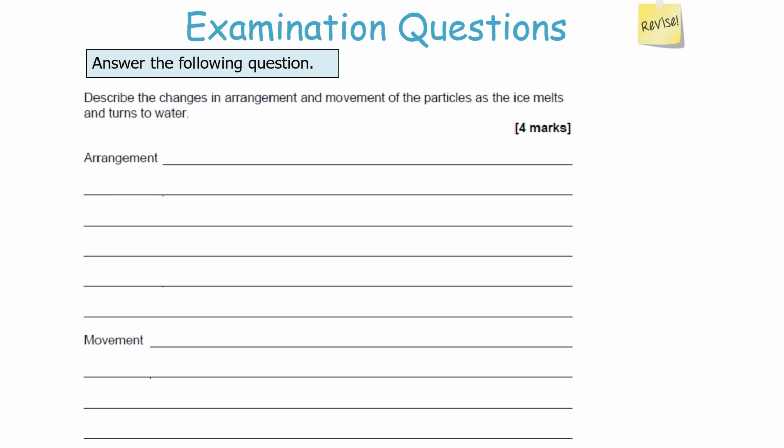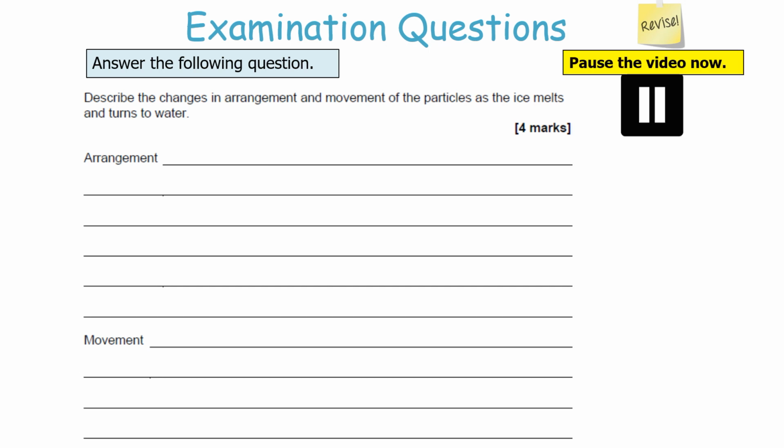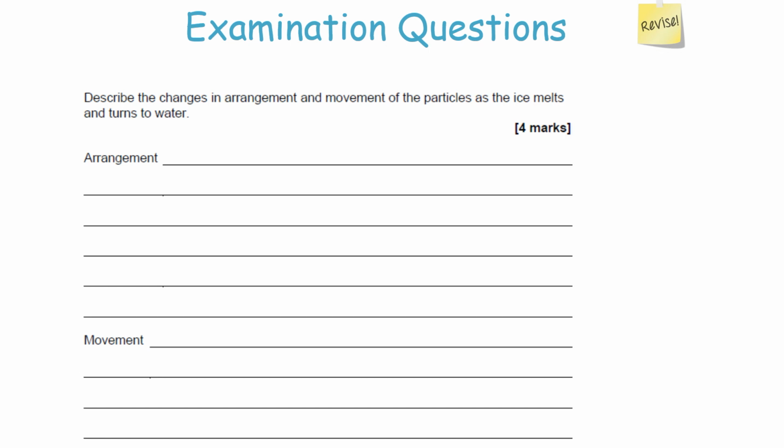The next question says, describe the changes in arrangement and movement of the particles as the ice melts and turns to water. So pause the video now, then unpause the video when you want to go through your answer. Right, so you've got to talk about both the arrangement for 2 marks and the movement for 2 marks.